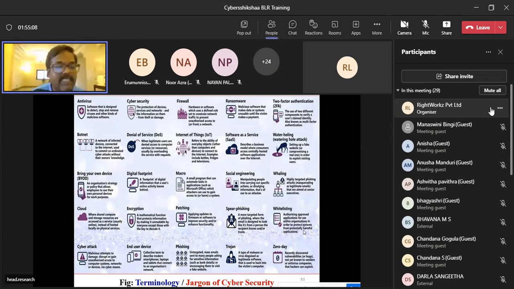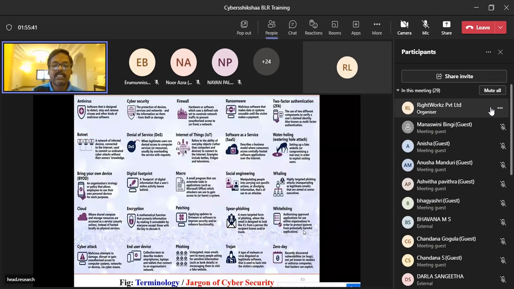So cyber attack is nothing but malicious attempts to damage, disrupt or gain unauthorized access to computer systems, networks or devices via cyber means. Cyber means it is related to computer science, information technology, and virtual reality. End user device is a collective term to describe modern smartphones, laptops and tablets that connect to an organization's network.